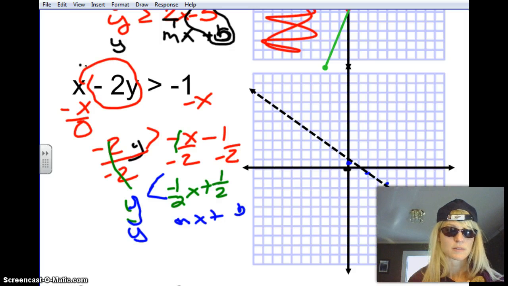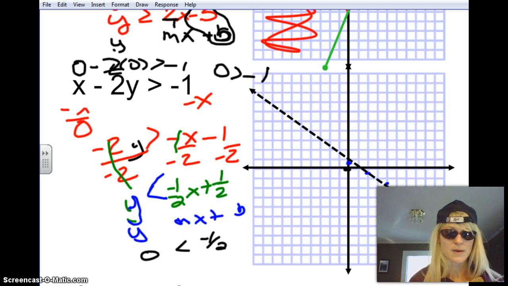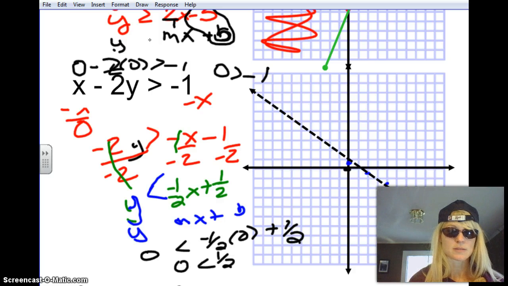So let's erase this. There we go. So I'm going to plug in 0 for x: 0 minus 2 times 0 is greater than -1. And it doesn't matter if you use this one, or you could use this one down here. It's the same thing. So that's 0 minus 2 times 0 is 0. So that's 0 is greater than -1. Or if I were to use this one down here, I'd plug 0 in for y, and then I'd have -1/2 times 0 plus 1/2. So then this would give me 0 is less than 0 plus 1/2, which would be 1/2. Okay, so is 0 less than 1/2? Yep. Is 0 greater than -1? Yep. So this solution on this side of the line is true, therefore all the solutions are true.